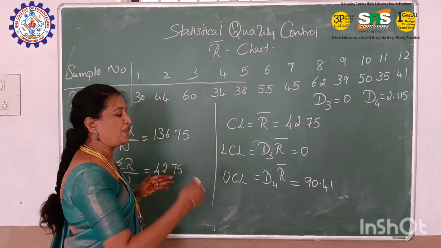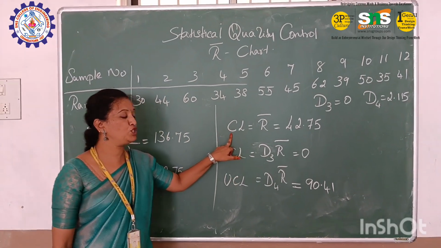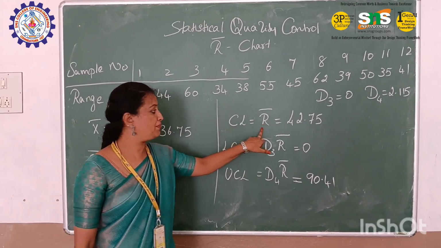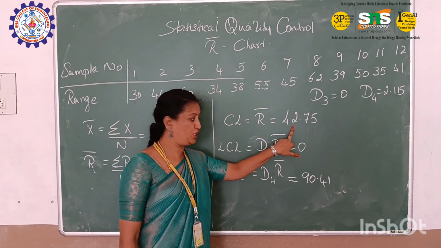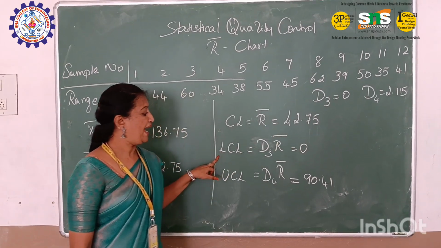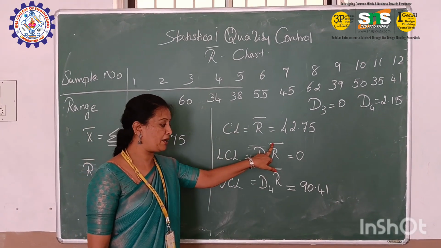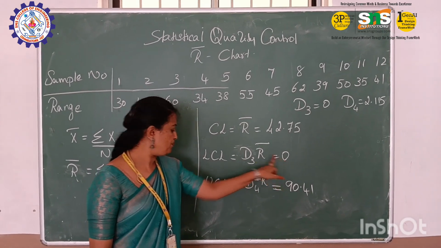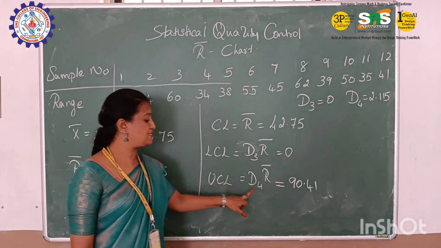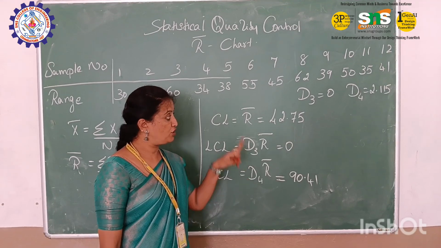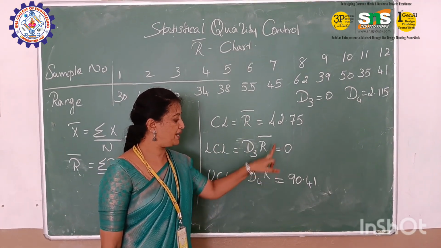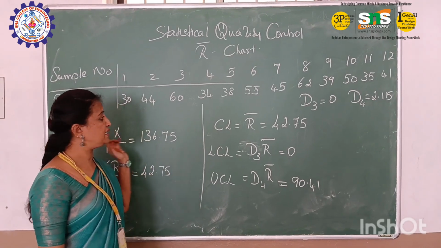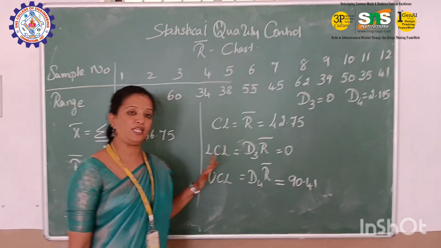After writing that, similar to the X bar chart, you need to know CL, LCL and UCL. CL is nothing but R bar, which is equal to 42.75. LCL formula is D3 R bar. Since D3 is 0, you get the LCL value to be 0. And UCL is D4 R bar. D4 is 2.115 multiplied with R bar, which is 90.41. Now with this data and the range data, we are going to draw the R bar chart.